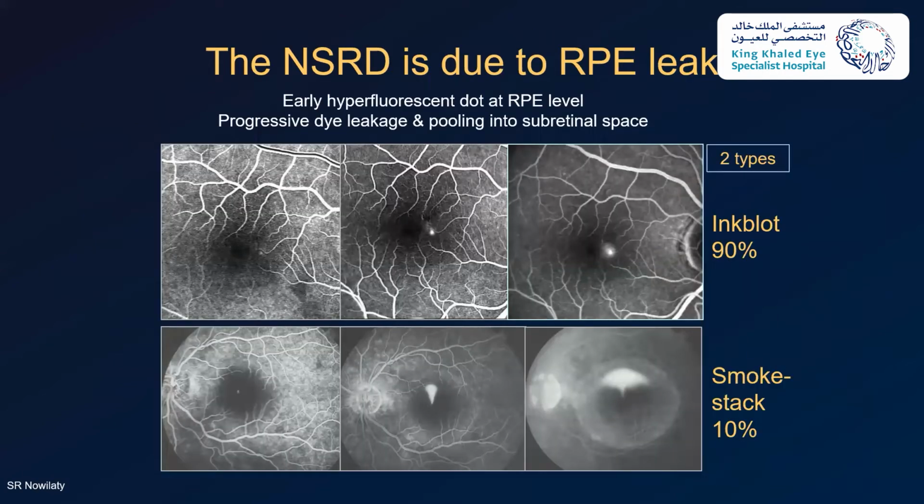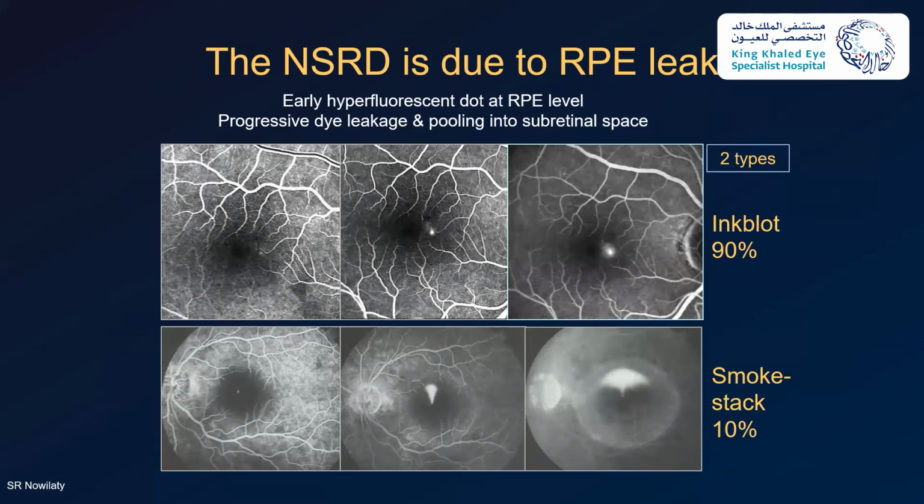And the neurosensory retinal detachment is due to a leakage from the RPE, a dysfunctional pump. And there are two types of leakage that you can see. The classic one is the smokestack, but most of the leakage points are actually just a little point. And then this point, during the fluorescein angiogram, increases in size and becomes a little bit fuzzy, and then it fuzzes even more until you get a bleb of pooling of fluid. This is what we call the ink blot pattern.